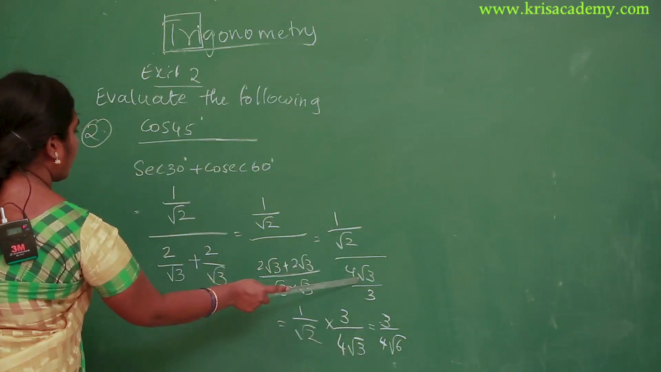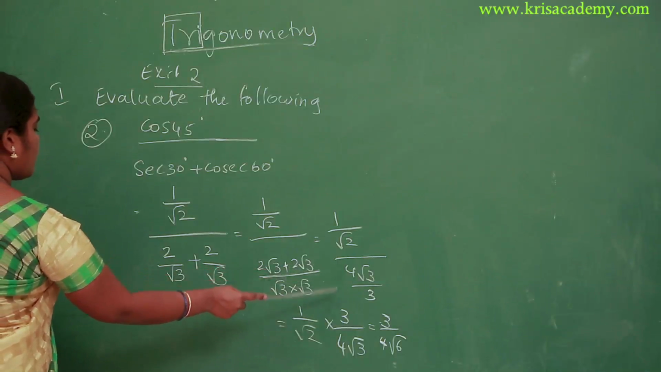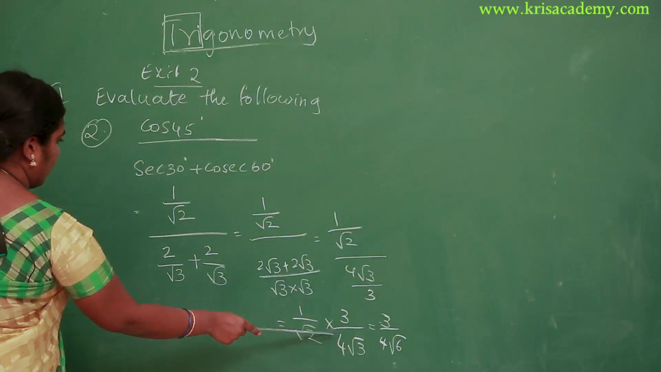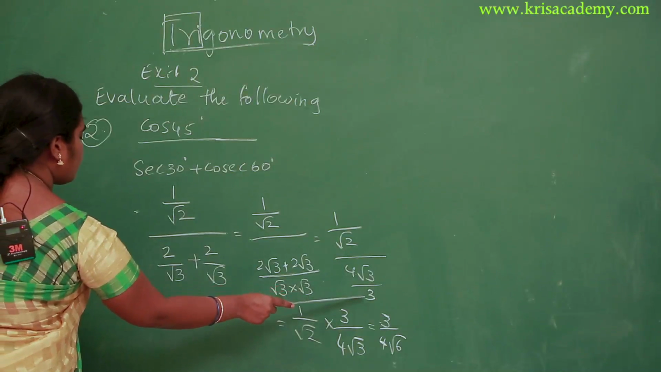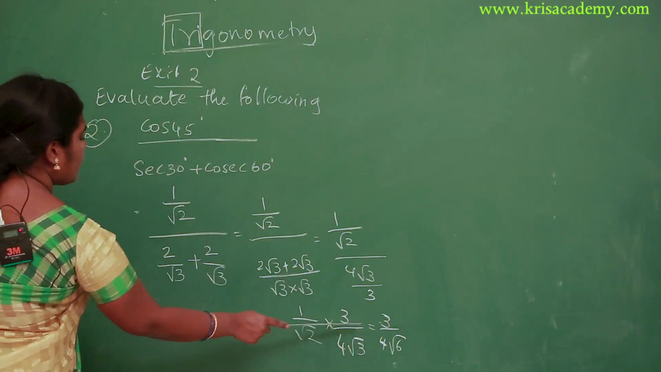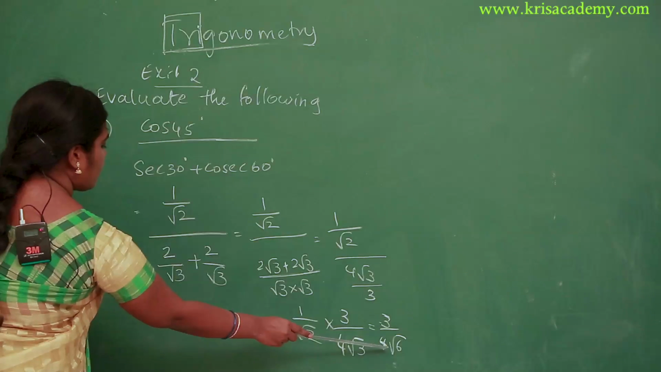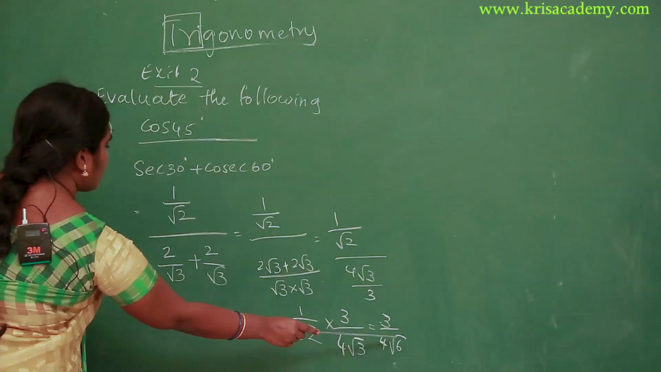So division of two fractions: first fraction 1 by root 2 we will write, division is the reciprocal sign of multiplication. 4 root 3 by 3 will become 3 by 4 root 3. 1 into 3 is 3, 4 root 2 into root 3, 2 3s are 6. So 3 by 4 root 6 is your answer.